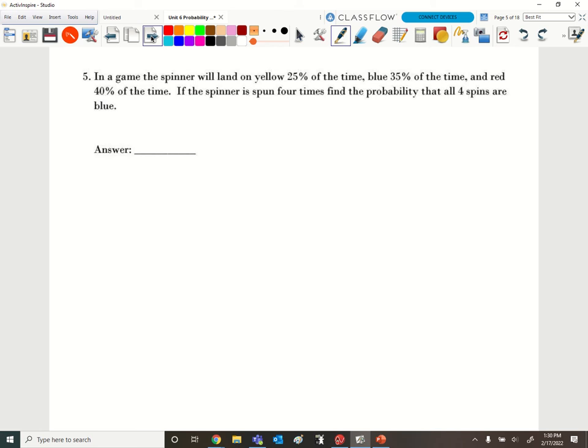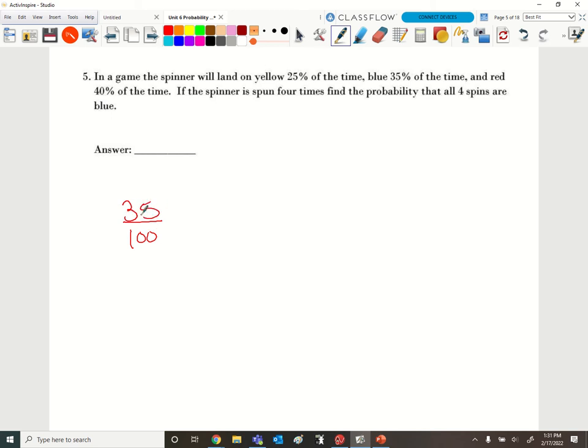Now, if I'm spinning this wheel of probability, is it going to change every time? No. Am I deducting anything? No, because I just spin the wheel and I'm not taking away any colors. I'm not reducing the total values. So I'm looking for all 4 are blue. First, what's it out of? 100, because I'm dealing with percents, right? So it's out of 100, and blue is how much? 35. So I have 35%.